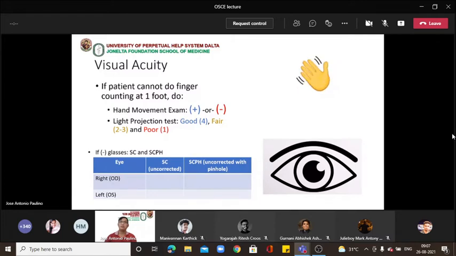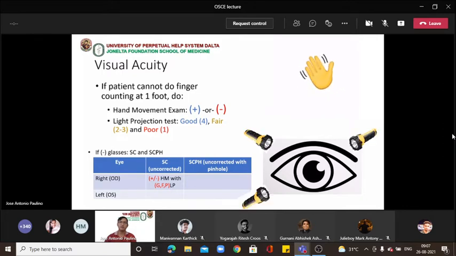If they can see movement in front of them, please do not do it too close to their eyes and do not move your hands too fast, because they will feel the air hitting their eyelashes and they might perceive movement even if they don't see it. After doing the hand movement exam, we do the light projection test.